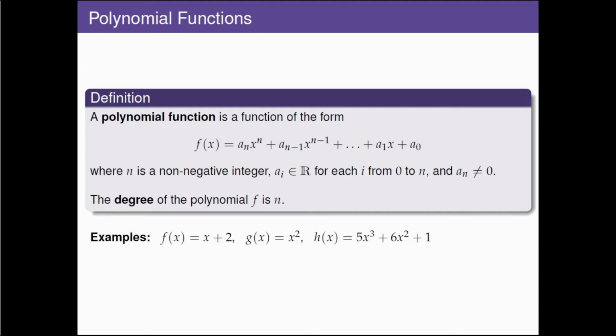Examples of polynomial functions are the following: f(x) equals x plus 2, g(x) equals x squared, and h(x) equals 5x cubed plus 6x squared plus 1. The domain of a polynomial function is the set of real numbers.